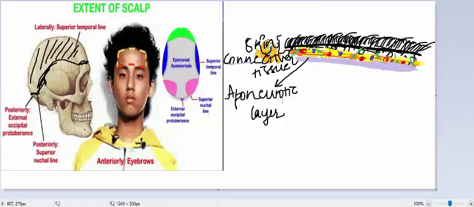This aponeurotic layer has many names, like it is also called galea aponeurotica or epicranial aponeurosis, right? The next layer, we'll ask Maunya. Maunya, what is the next layer?